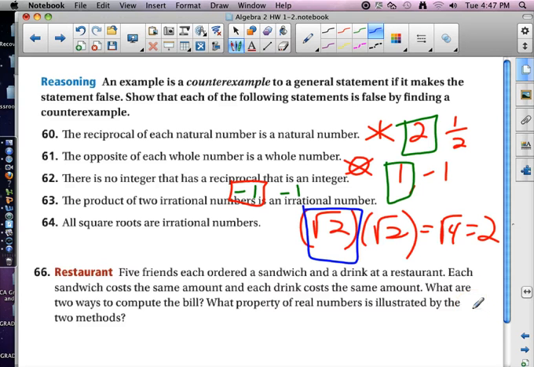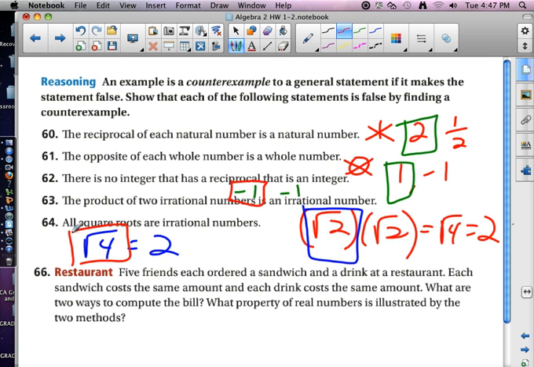Then 64 says all square roots are irrational numbers. Well, in the last problem, I just used the square root of 4, and the square root of 4 is 2, which is a rational number. So this would be a really good counterexample for number 64.